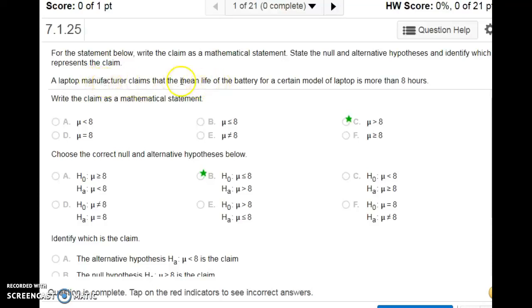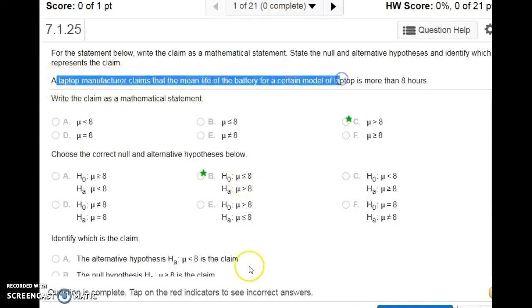Now for this example, the mean life of the battery for a certain type of laptop is more than 8 hours. So more than something would be greater than. And so that doesn't have an equal sign in it, so that has to be your alternative, which then means your null would be less than or equal to. And this is our claim. That's what the person's claiming.